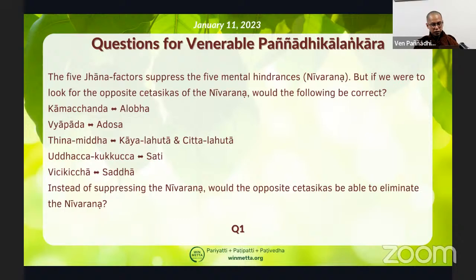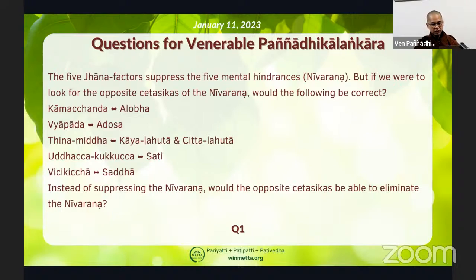Then Vyapada, what is the essence of Vyapada? Dosa. So for dosa, the opposite is adosa, right? Sometimes we say adosa is like metta. But there's no metta cetasika. Metta refers to adosa.